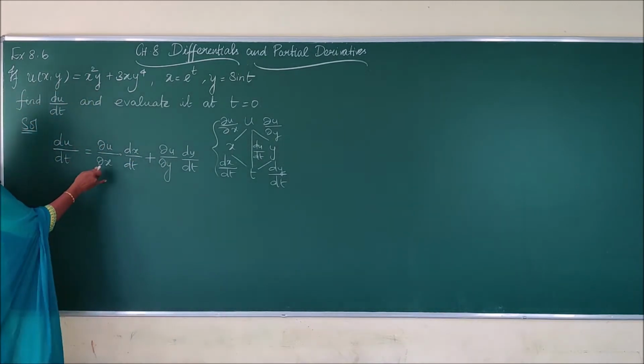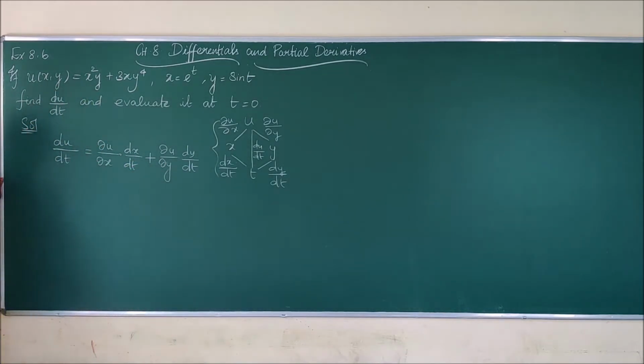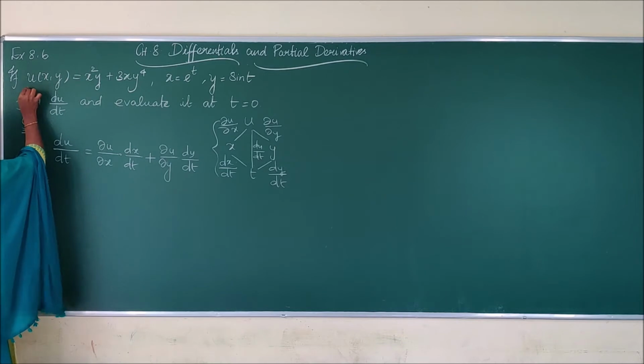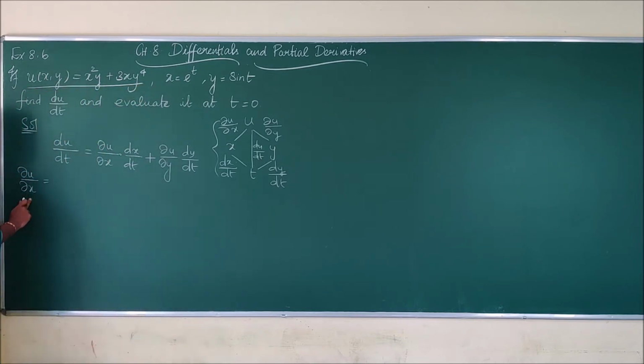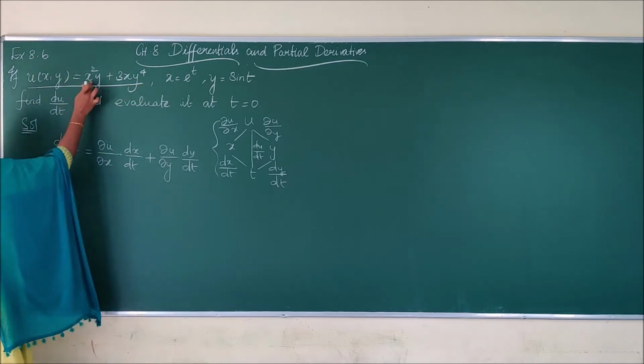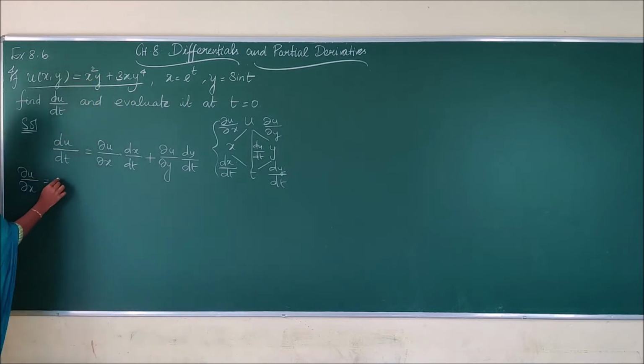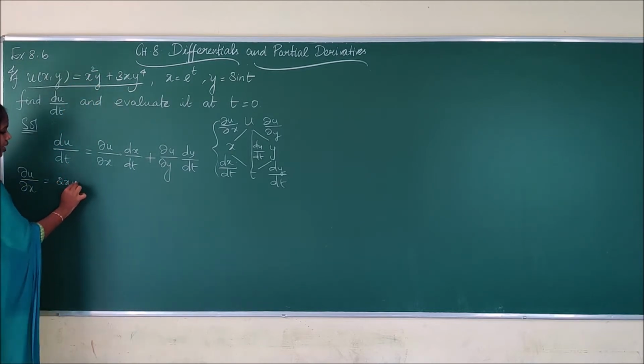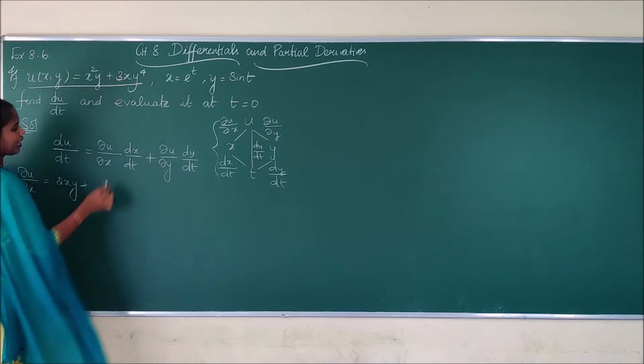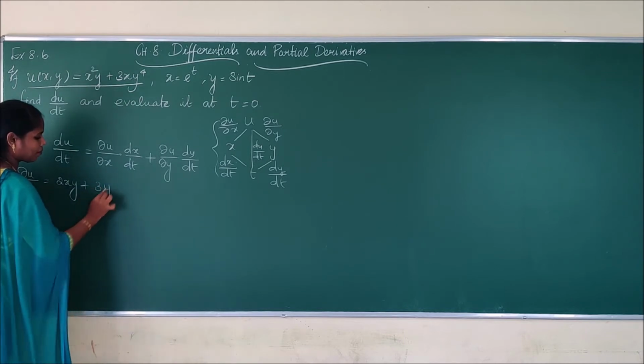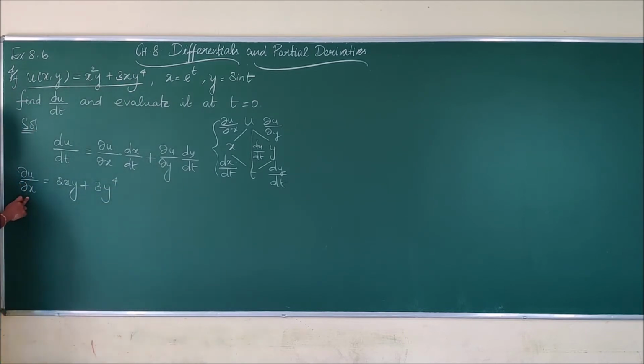Now we have to find the value of each and every term here. First I am going to find dou u by dou x. That is, I am going to differentiate my u with respect to x partially. Here I have x, here also I have x. If I differentiate this, I will get 2xy plus, here I have only x, so I will get 3y power 4. So this is my dou u by dou x.